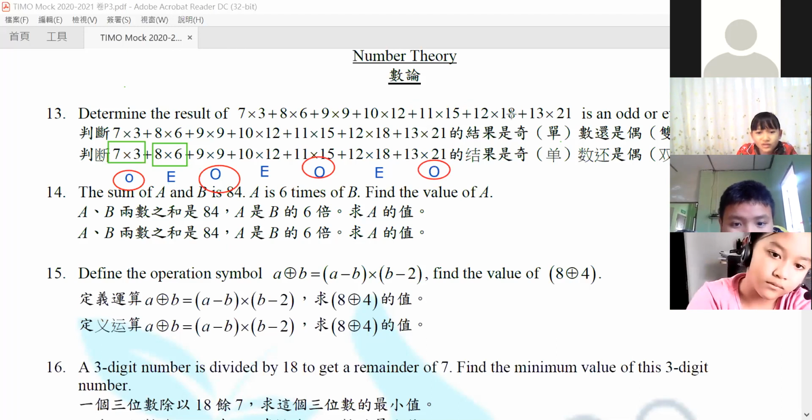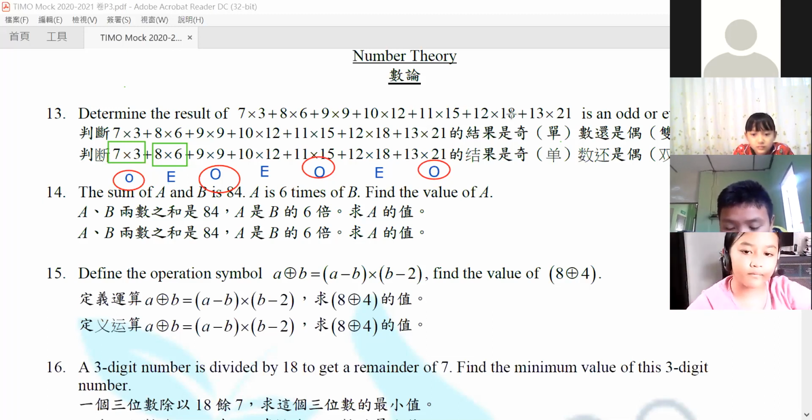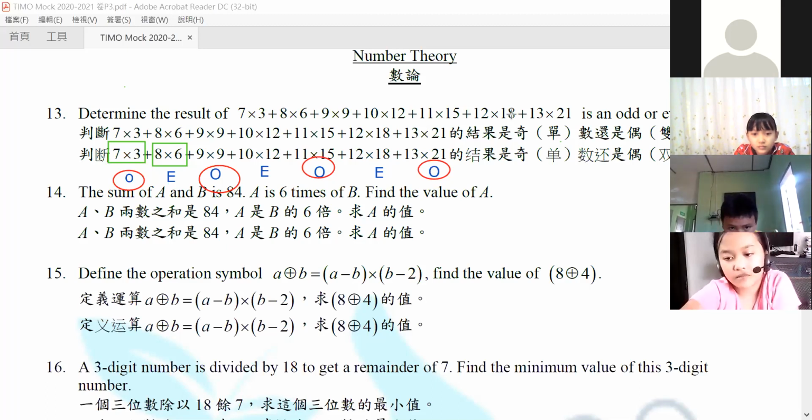So do I answer your question? Do you understand why question 13 is an even number? Many people are, yeah, 5 times even is even.